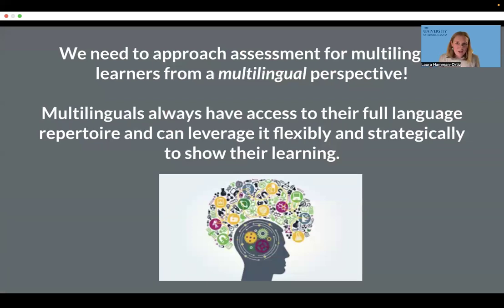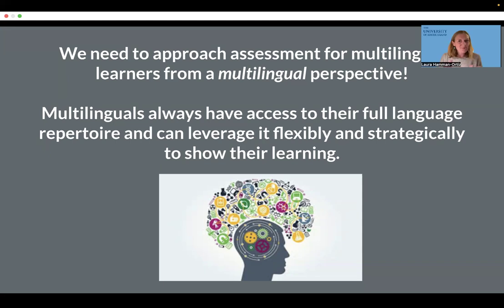A big picture idea that I want you to walk away from this week with is that we need to approach assessment for multilingual learners from a multilingual perspective. As we've talked about in this course, in relation to second language acquisition more broadly, we know that multilinguals always have access to their full language repertoire, and that they can leverage it flexibly and strategically to show us their learning. So when we're thinking about assessment, we should be approaching it from a multilingual perspective.